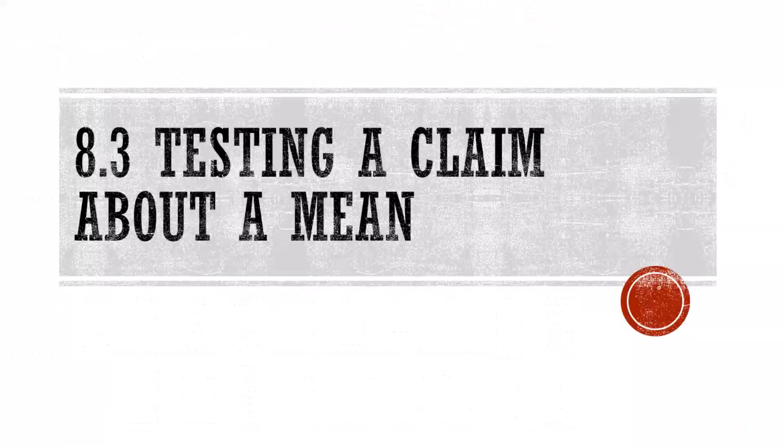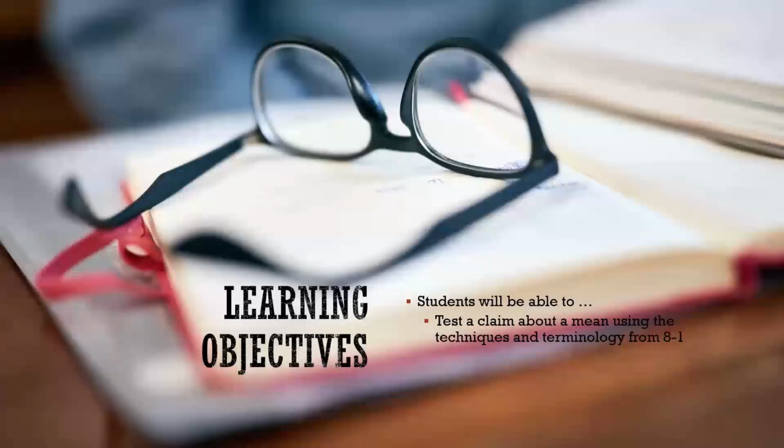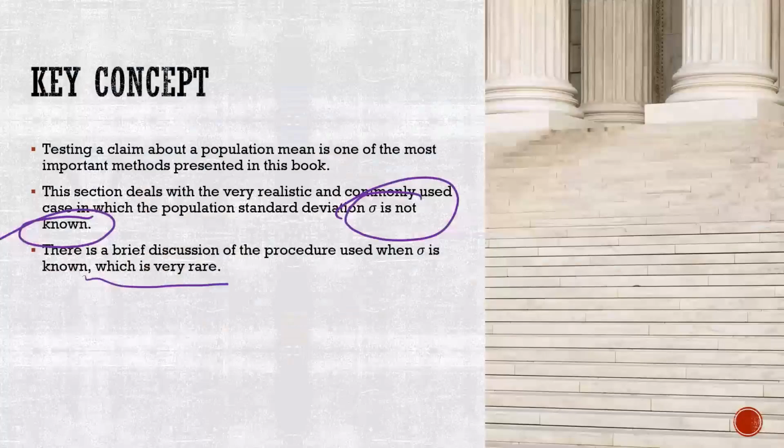So, testing a claim about a mean, using the terminology. Here are some of the key concepts. The most important method is when the population standard deviation is not known. That is much more common, because we are testing a claim about the population mean. Otherwise, why would we be testing a claim about it if we knew it exactly? So we probably don't know the population standard deviation. It would be unusual for us to know it.